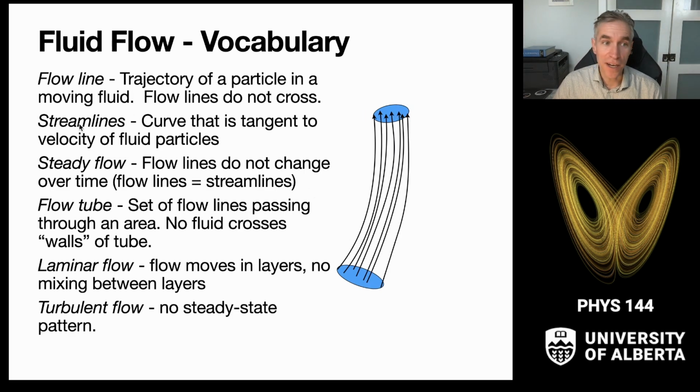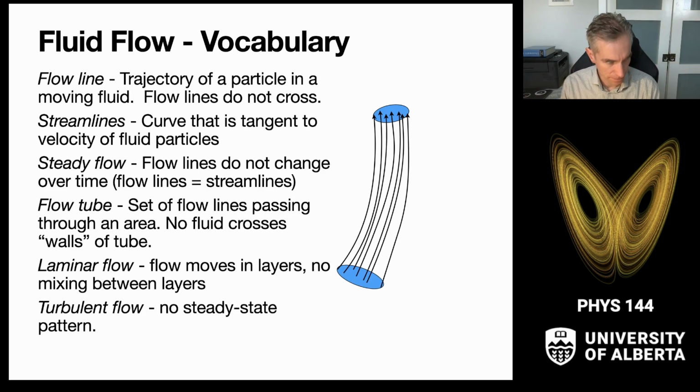We also have this idea of streamlines, and that is the curve that is tangent to the velocity of the fluid particles. Flow lines and streamlines are not the same if the flow lines are changing over time. But we generally deal with the case of steady flow, where the flow lines are time stationary. They don't vary over time. In that case, the flow lines are the streamlines. So the velocity is just pointing to where it's going, and there's no overall shift in the pattern of the fluid flow.